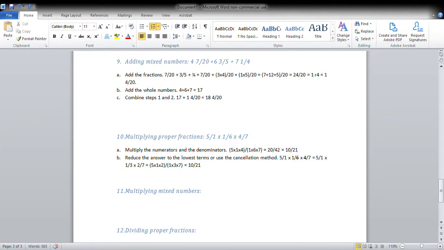Now, how do we multiply mixed numbers? Well, first, we convert the mixed numbers to improper fractions.